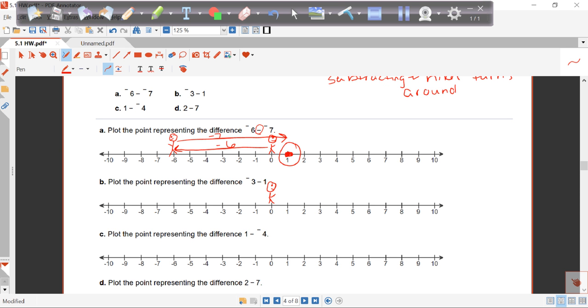All right, part B. So facing right, first number is -3, so backwards 3. This minus means turn around. And then this is a +1, so he'll go 1 forward. Make sure that's a +1 up there. Ends at -4.